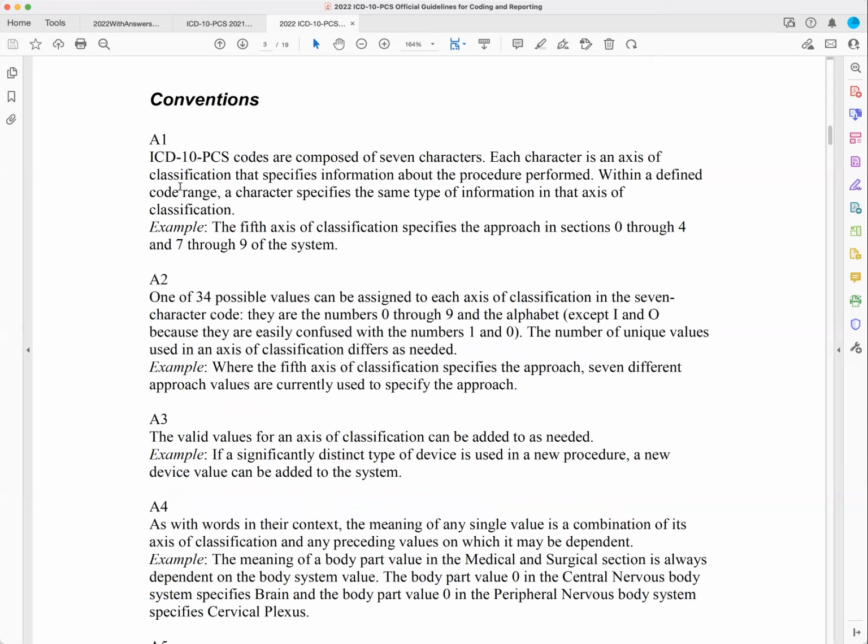So within a defined code range, a character has that same meaning from each section to section to section, right? So character 3 is always the root operation in the medical surgical section. You're not going to go to a different table and have it have a different meaning.